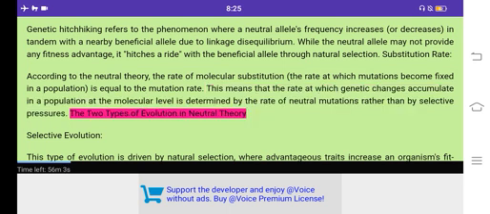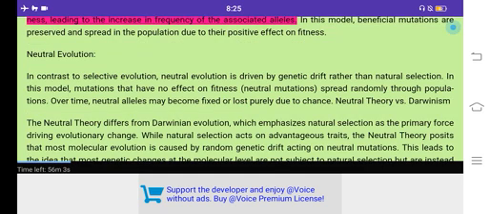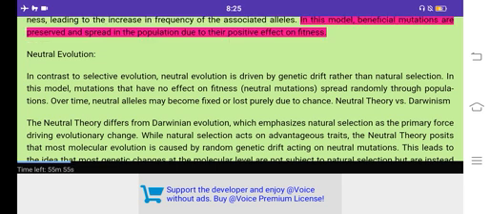The two types of evolution in neutral theory. Selective evolution. This type of evolution is driven by natural selection, where advantageous traits increase an organism's fitness, leading to the increase in frequency of the associated alleles. In this model, beneficial mutations are preserved and spread in the population due to their positive effect on fitness.